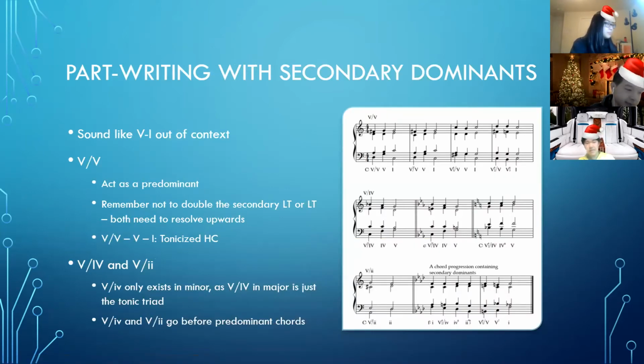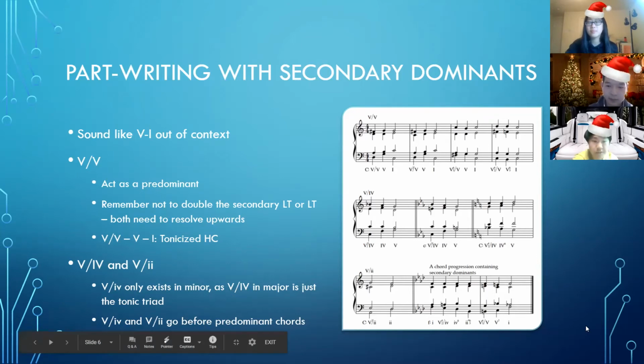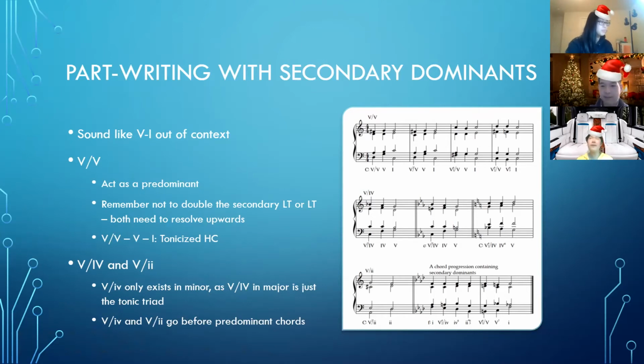Okay, so now we're going to talk about part writing with secondary dominants. A secondary dominant sounds like a 5-1 out of context, and it also acts as a predominant. When you do part writing, remember to not double the secondary leading tone, or the leading tone in general, because you'll have parallel octaves. And if you do that, that's going to be like a -3 on free response question 2. So make sure to avoid those mistakes because you'll end up losing lots and lots of points that you should be getting.